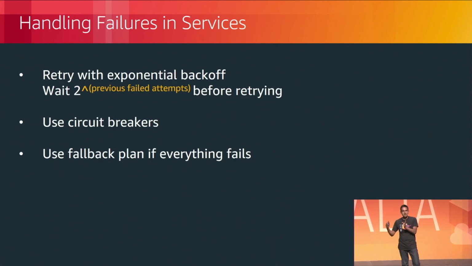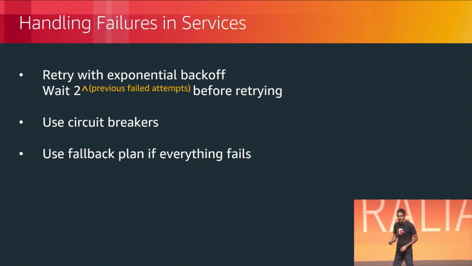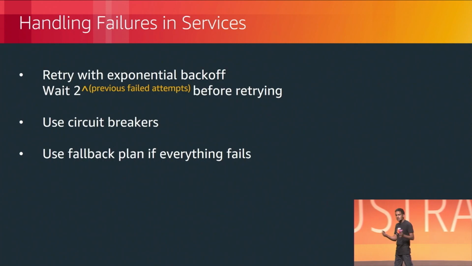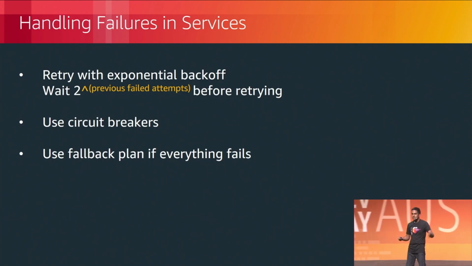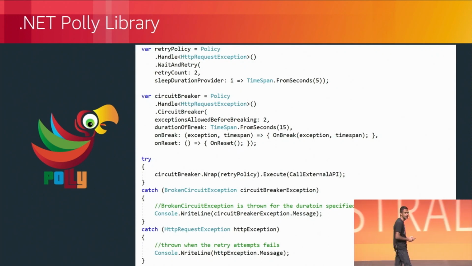Let's say you can direct that traffic into a static web page. So that's where the fallback plan comes into the picture. You can code this with your Visual Studio C#. You can write all the thread synchronization to do that. But luckily for us, you have a library called the .NET Polly library.